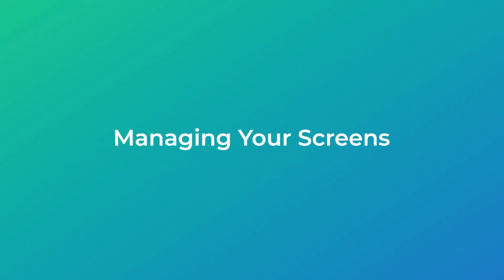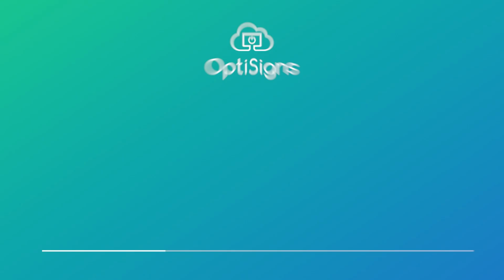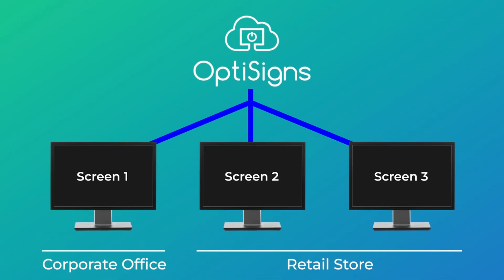In this tutorial, we'll highlight some best practices and strategies for content management across multiple screens. If you're not familiar with the process of pairing screens, we recommend first watching the Getting Started with OptiSigns video available in the OptiSigns 101 playlist on YouTube. For our example, we're going to pair 3 screens that will be deployed in a retail environment for both external and internal communications. Let's get started.